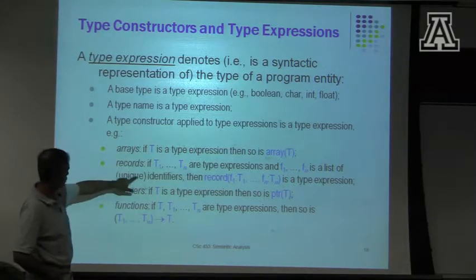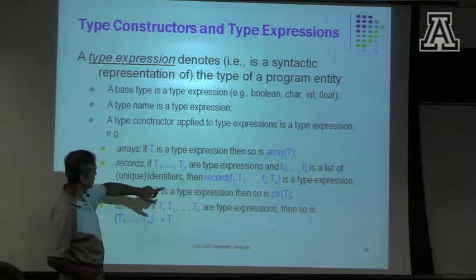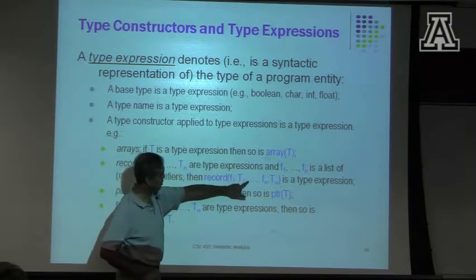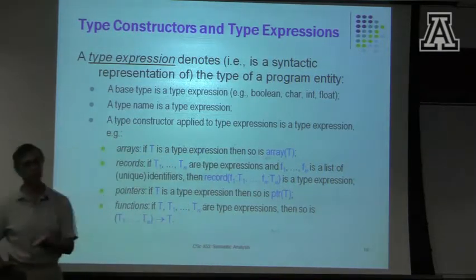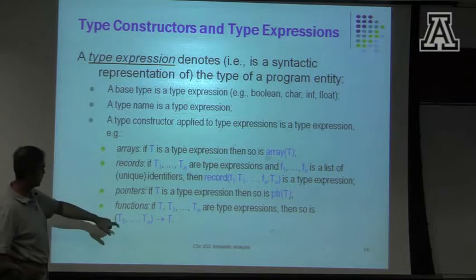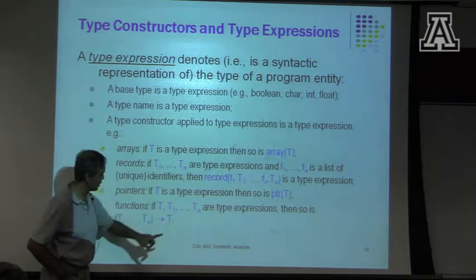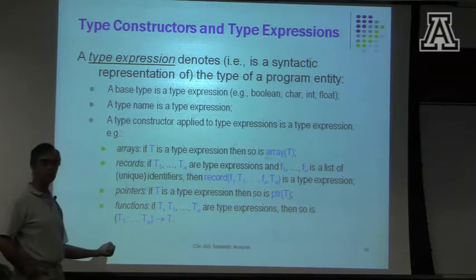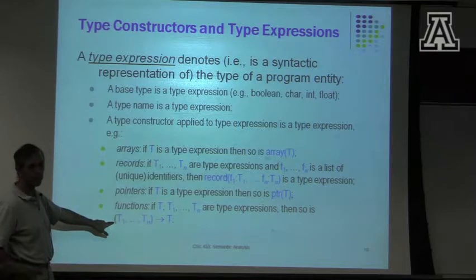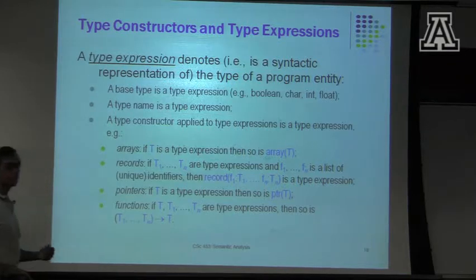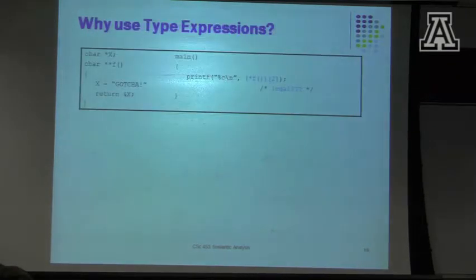Records are structs, right? So if T1 through Tn are type expressions, and F1 through Fn is a list of identifiers, then record F1 of type T1 and so on, Fn of type Tn, gives you the type of a struct. Analogously with unions. Okay. Pointers, functions. So if T1 through Tn are type expressions, then so is this tuple T1 through Tn, arrow T. And this is the type of a function that takes argument types T1 through Tn and returns something of type T. What do we do with these things?